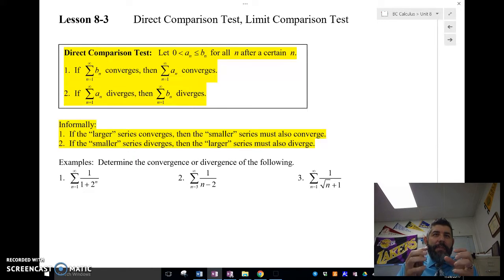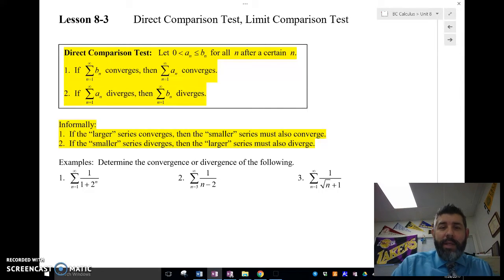Also, if that smaller series diverges, then the bigger series has to diverge, right? Because if the smaller diverges, then the bigger diverges. If the bigger converges, then the smaller also converges. That's the direct comparison test. We're going to see if we can find a series that we can compare the series we're working with to. But if the bigger series diverges, does that mean the smaller series diverges? Not necessarily. We actually don't know anything if the bigger series diverges. So if that happens, we're going to have to think about another series that we could maybe compare it to.